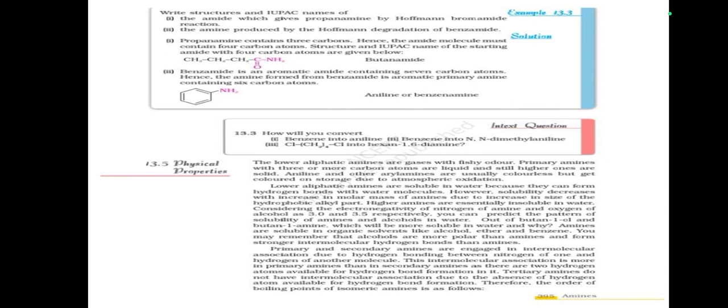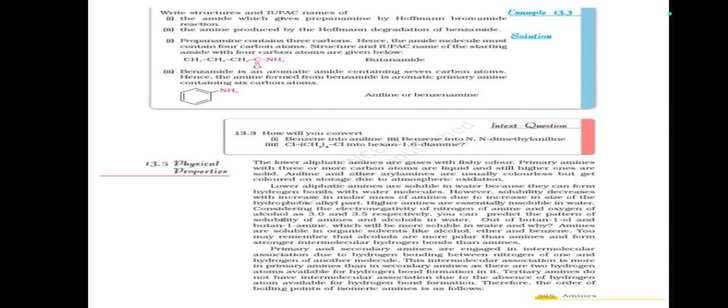Considering the electronegativity of nitrogen of amines and of oxygen of alcohols as 3.0 and 3.5 respectively, you can predict the pattern of solubility of amines and alcohols in water. Out of butanol and butanamine, which will be more soluble in water, and why? Butanol. Remember that alcohols are more polar than amines and form stronger intermolecular hydrogen bonds than amines.